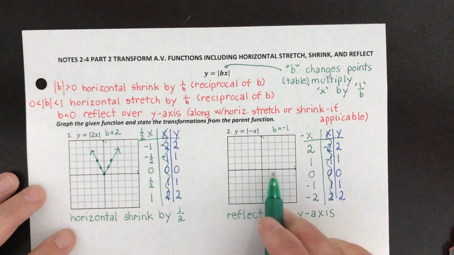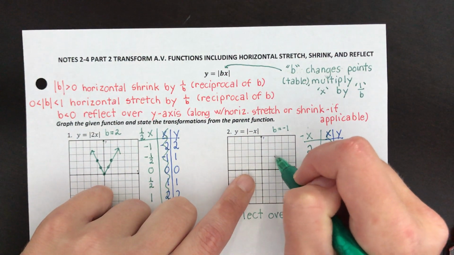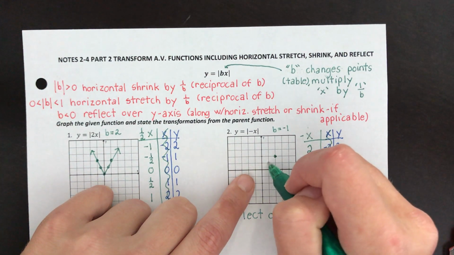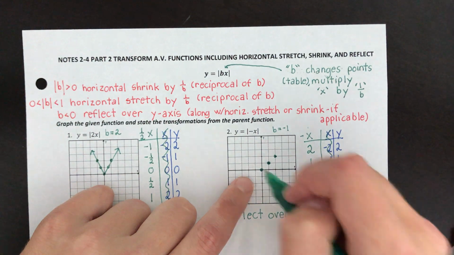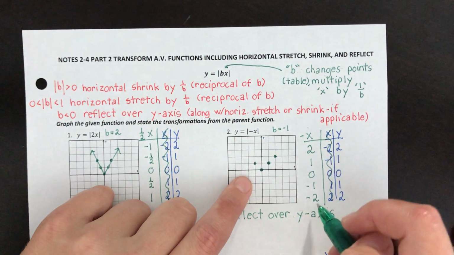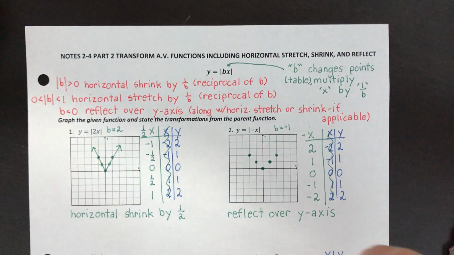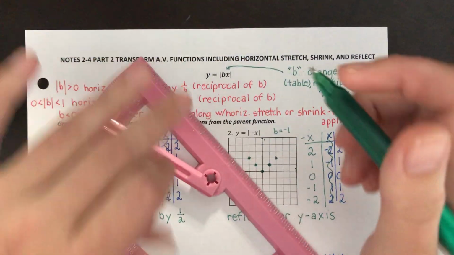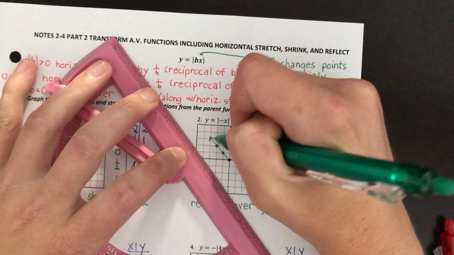All right, and again, my origin didn't shift, so I'm just simply going to do 2, 2, 1, 1, 0, 0, -1, 1, -2, 2. Huh, fancy that. Looks just like the absolute value parent function, doesn't it?